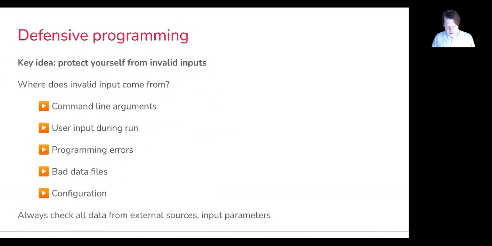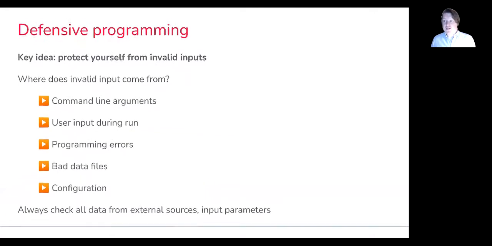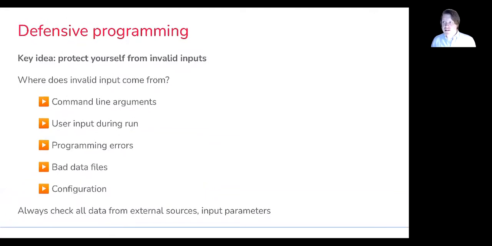So here's a concept, defensive programming. I took this from one of Professor Zilles's lectures. The key idea of defensive programming is to protect yourself from invalid inputs. And the question is, where does the invalid input actually come from? It could come from the command line arguments being passed into your program. A user's entering them, they could enter them incorrectly, in the wrong order. There are a number of ways an invalid input could come from the command line.